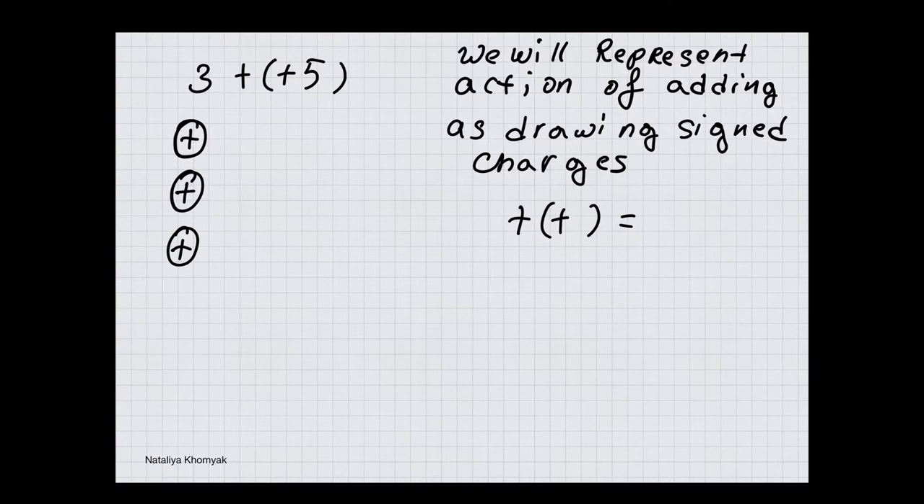So here we have 3 plus positive 5. So we are adding 5 more positive signs. 1, 2, 3, 4, 5. Since all the signs are the same, we end up having a positive sum of 8. So from this example, it seems like positive times positive will produce a positive.